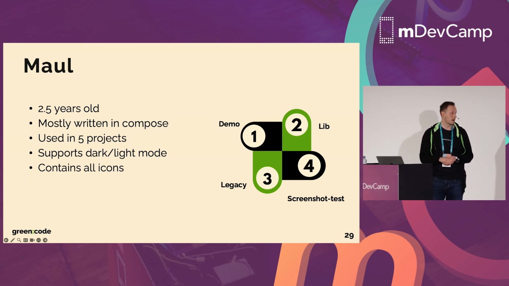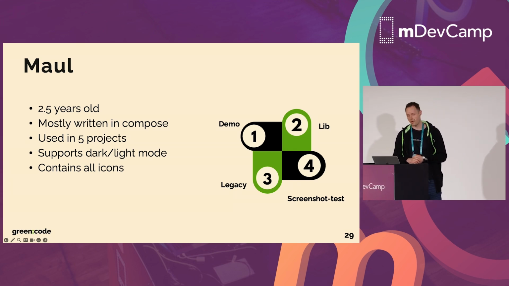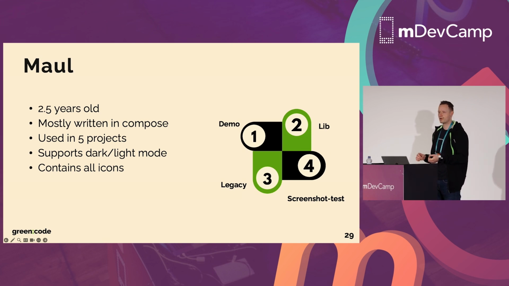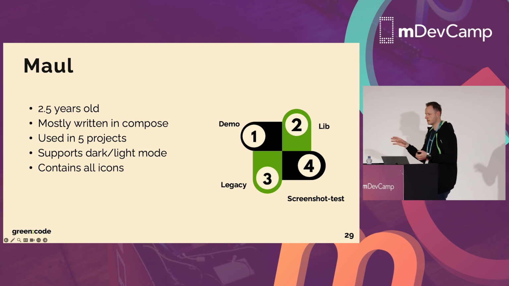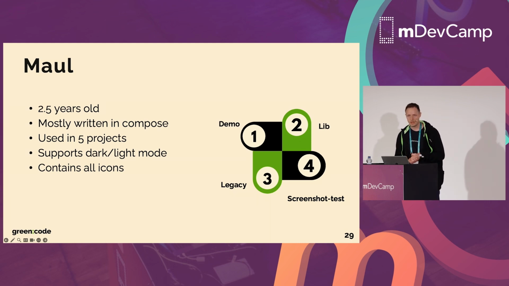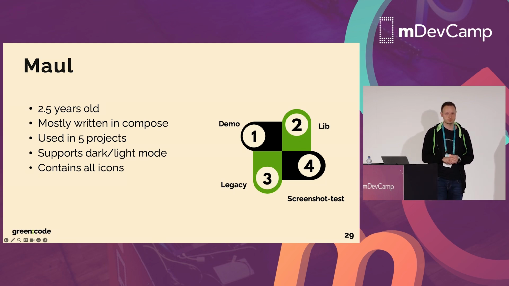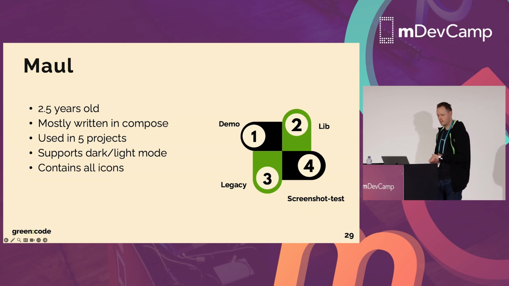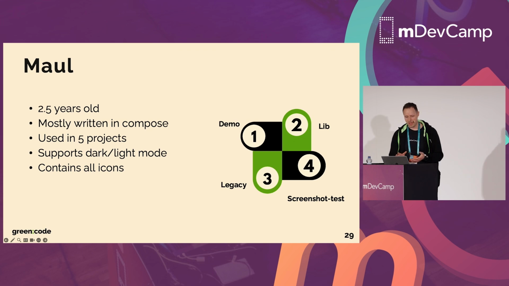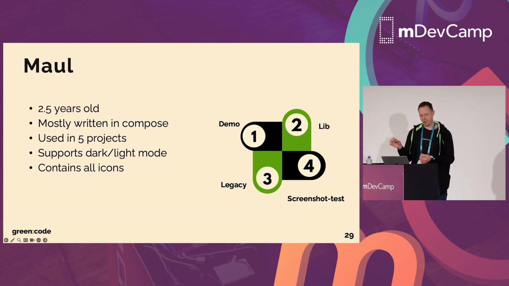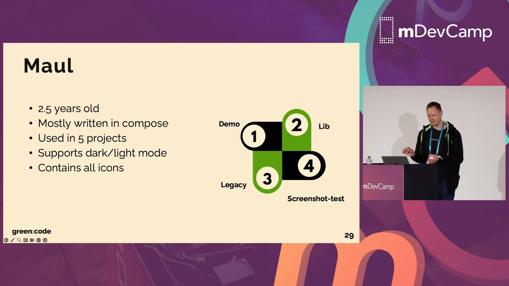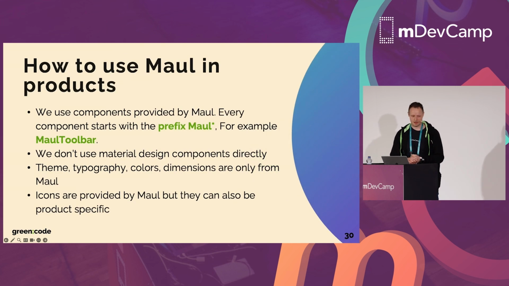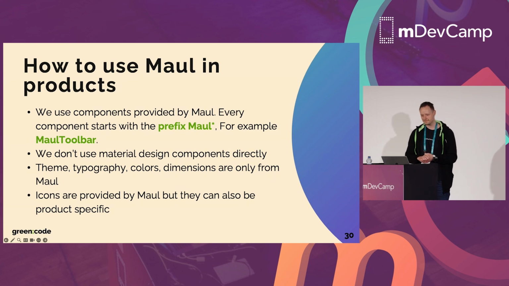We support dark and light mode, and it contains the whole icons library. We don't allow overriding styles, colors, dimensions, etc., because it's just for the Škoda brand. So Mol is simple because of that. And we have 4 modules: demo, lib, legacy, and screenshot tests. And I will explain all of them later.